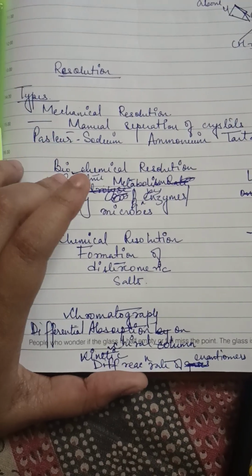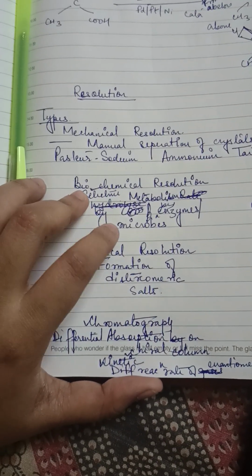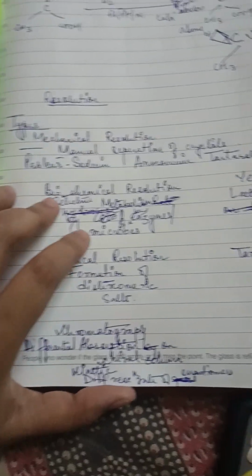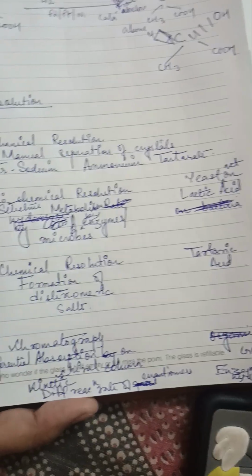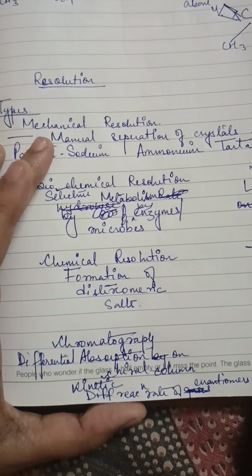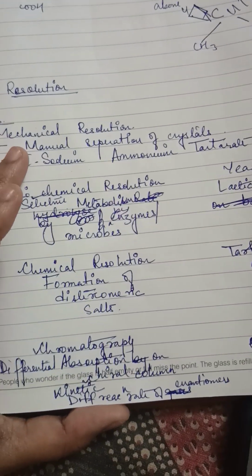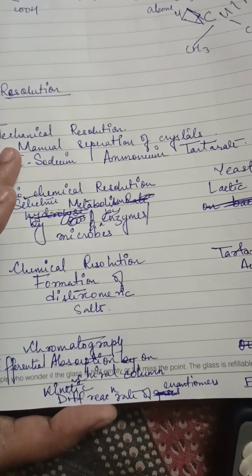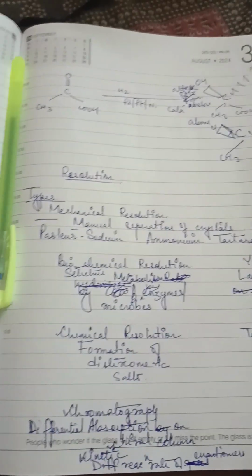Then we have biochemical resolution, selective metabolism by enzymes or microbes. In this we have the example of yeast action on lactic acid. Next we have chemical resolution, formation of diastereomeric salt, tartaric acid. Then we have chromatography, differential adsorption on a chiral column. We have GC. Kinetic resolution, different reaction rate of enantiomers. We have enzymatic hydrolysis. So this was your resolution.